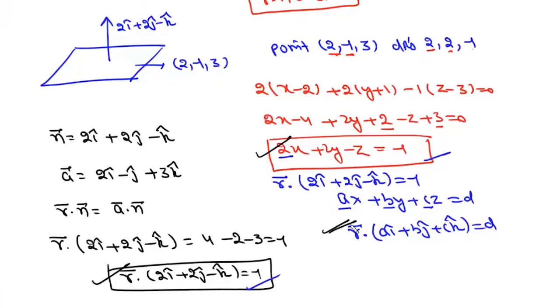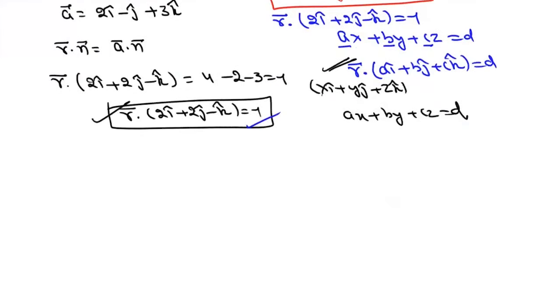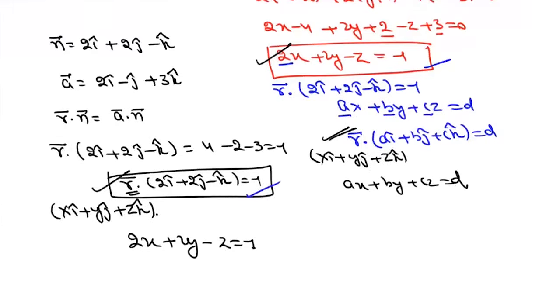And if we have vector equation, then this r is nothing but xi plus yj plus zk, and if we take this dot product, we can write ax plus by plus cz equals d. So in this equation, if we take this r as xi plus yj plus zk, and if we take this dot product, we can write 2x plus 2y minus z equals minus 1, which is same as this equation.